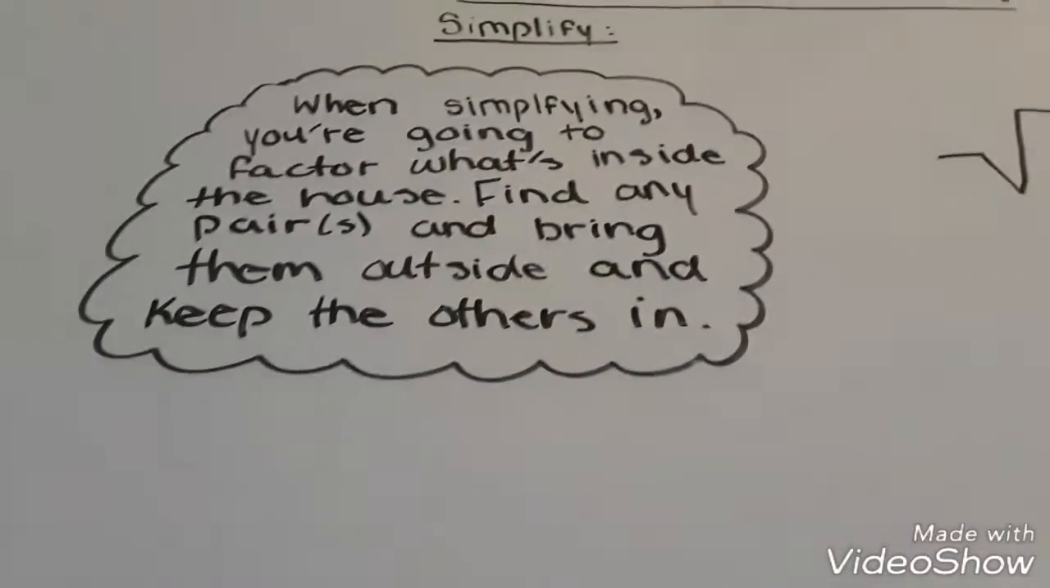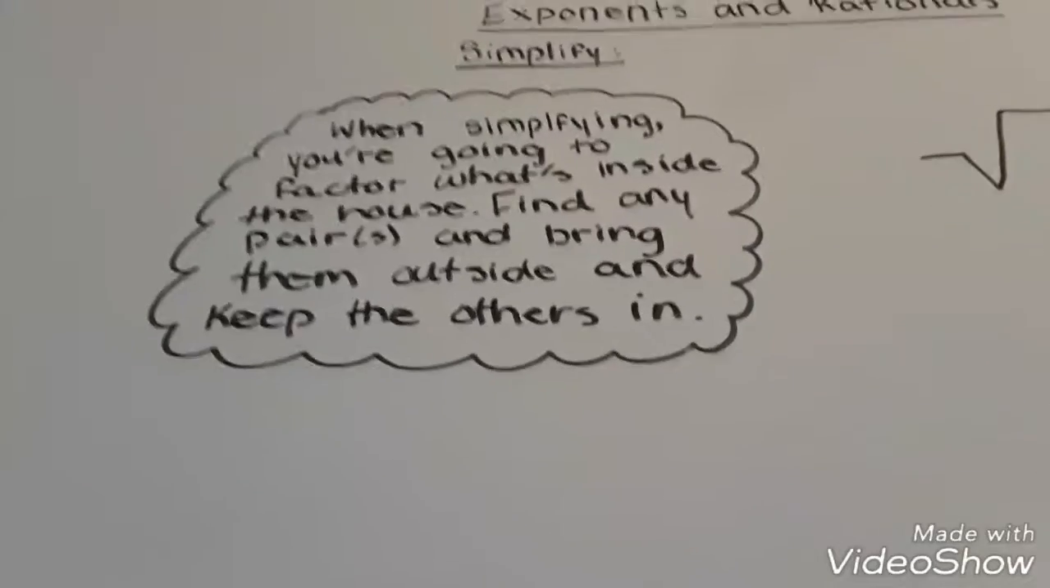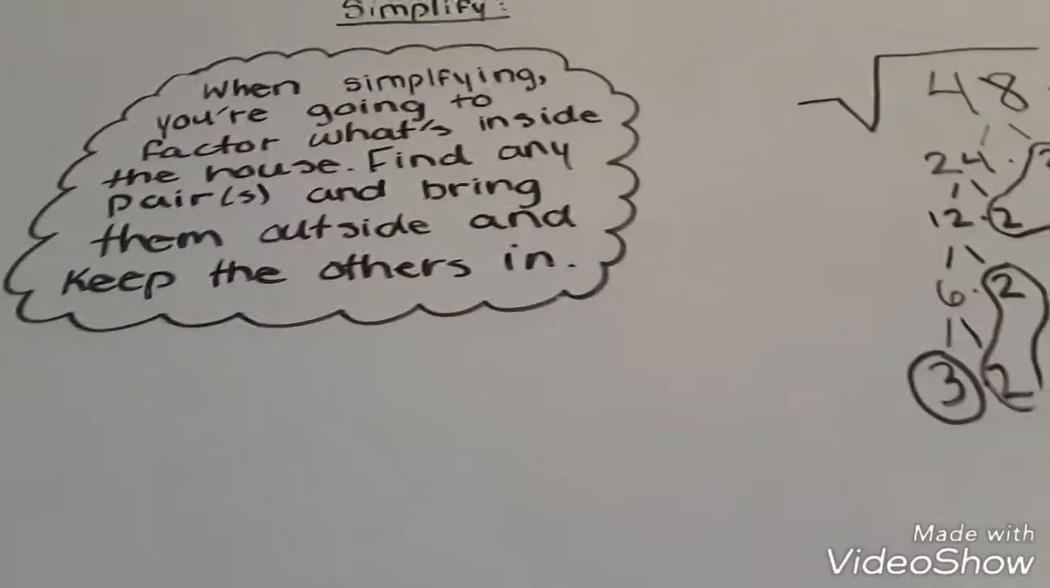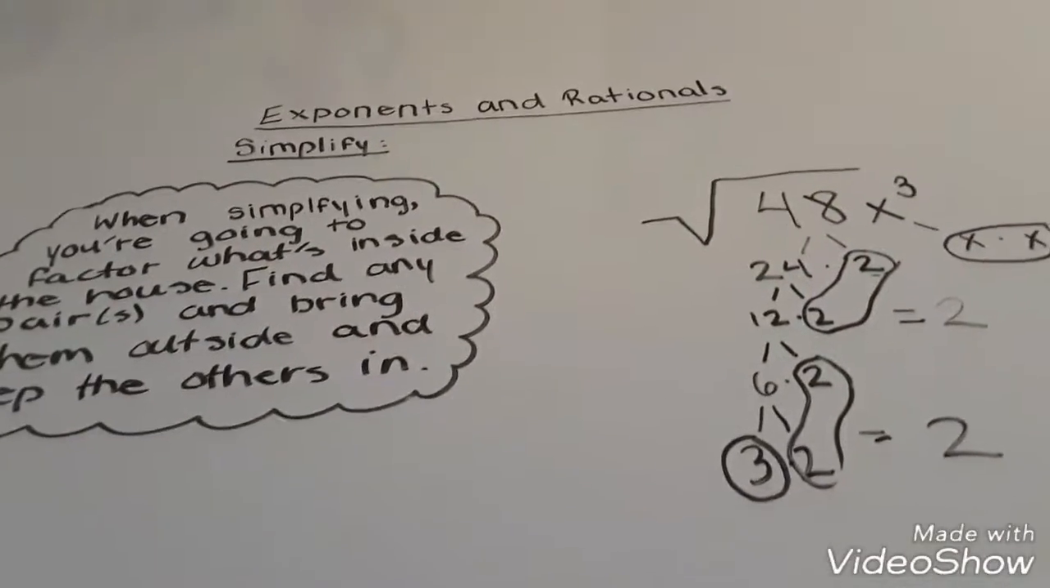So here it is. When simplifying, you're just going to factor what's inside the house, find only pairs, and bring them outside and keep the others in. This is how you simplify.